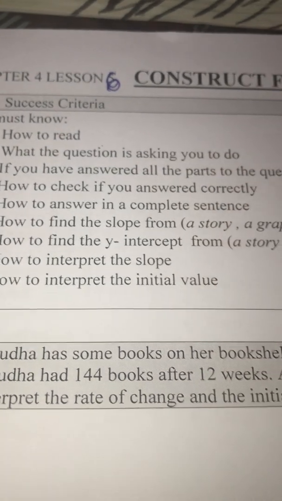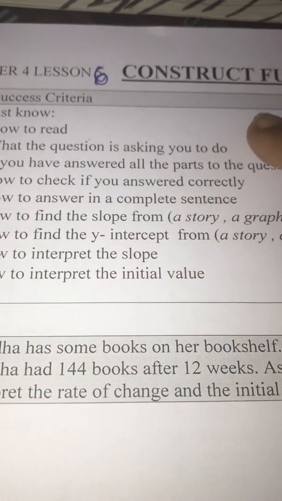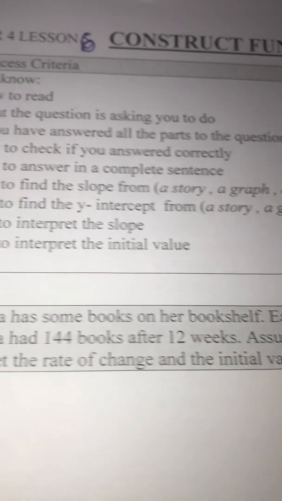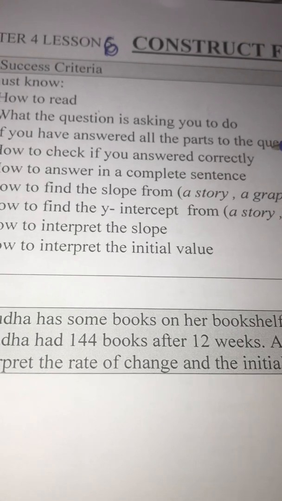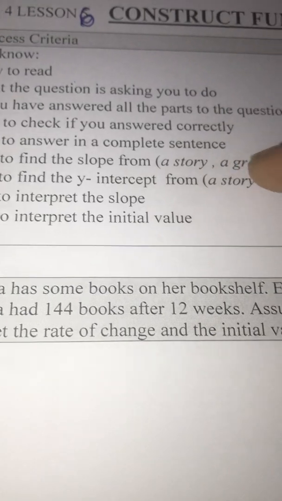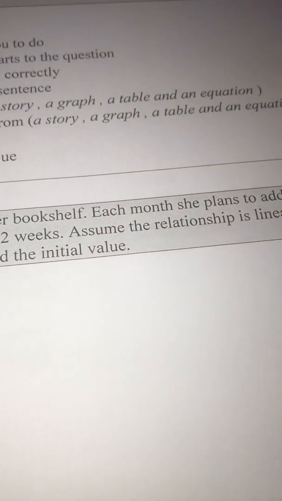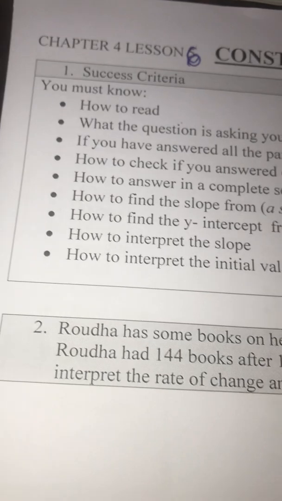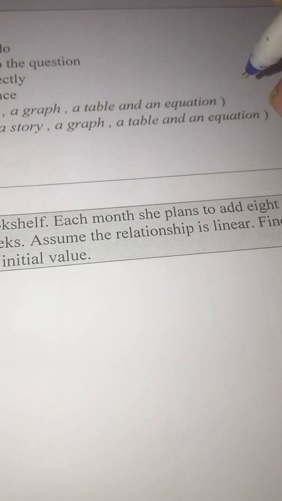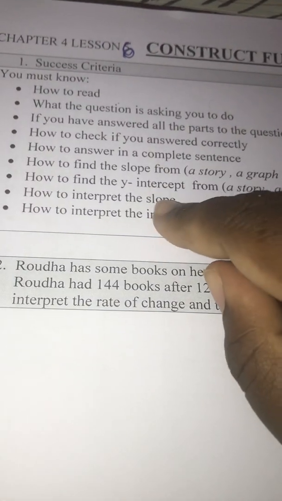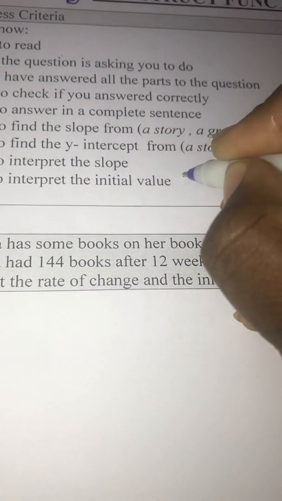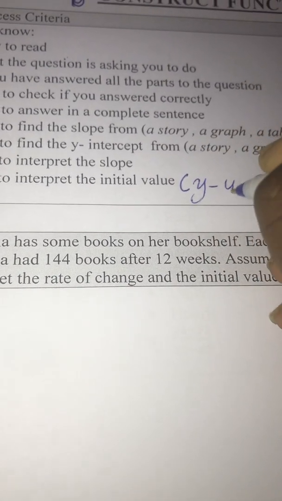You must know how to read. You must know what the question is asking you to do. You must know if you've answered all the parts to the question. How to check if you've answered correctly. How to answer in a complete sentence. How to find slope from a story, a graph, a table, or an equation. Must know how to find the y-intercept from a story, graph, table, or an equation. You must know how to interpret the slope and how to interpret the initial value. Another name for initial value is y-intercept.